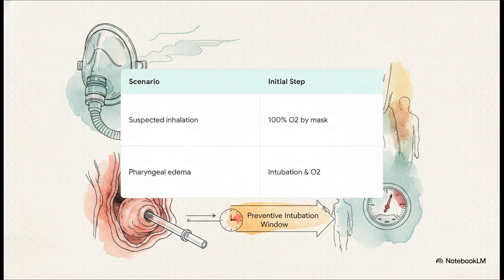The absolutely crucial point here is what we call the preventive intubation window. Pharyngeal soft tissue edema tracks a really rapid course, peaking between 4 and 24 hours post-burn thanks to aggressive fluid shifts from our resuscitation. So you must secure that tube early before stridor or hoarseness develops and makes intubation anatomically impossible.